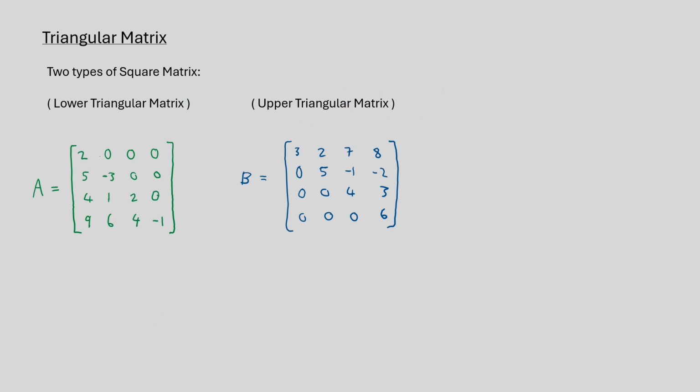Another type of matrix that can be encountered is called a triangular matrix, of which we can have a lower triangular matrix or an upper triangular matrix. In a lower triangular matrix, every element above the main diagonal is 0, while in an upper triangular matrix, every element below the main diagonal is 0.